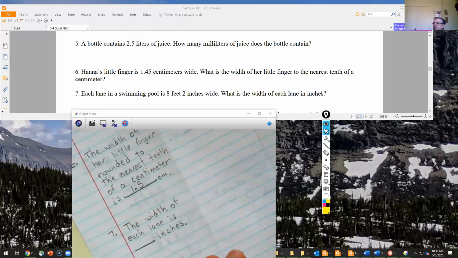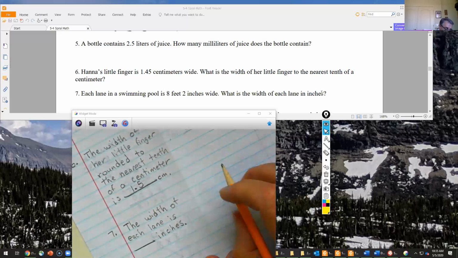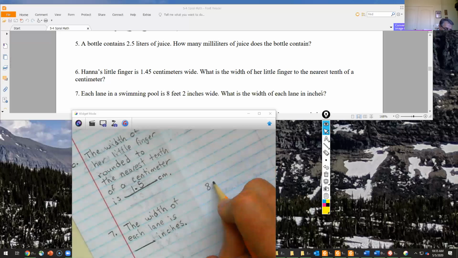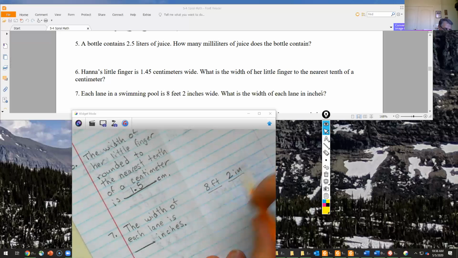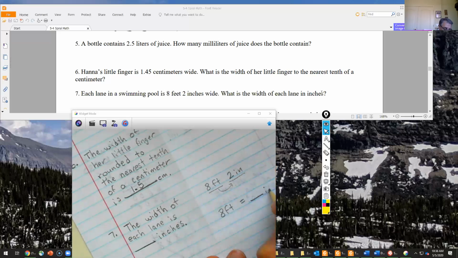Now, one thing I notice is that I've already got some inches. I know that the pool is 8 feet and 2 inches. So I don't have to convert this part into 2 inches. It's already there. But I need to convert this 8 feet into inches and then add it to the other inches that I have right here. So that's what I'll do. I'll go ahead and I'll convert my 8 feet equals blank inches.